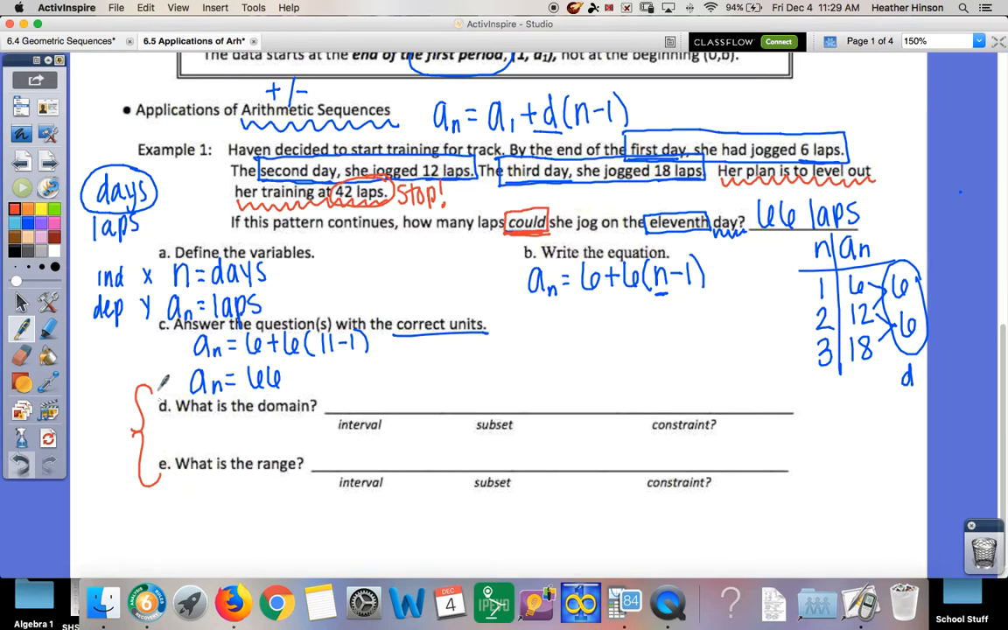So for the domain, we want to figure out her interval. What's the lowest number? What's the highest number? Well, sequences always start at 1, so we're going to start at 1 here. But where do we stop? Her plan is to stop at 42 laps. So we need to find that.